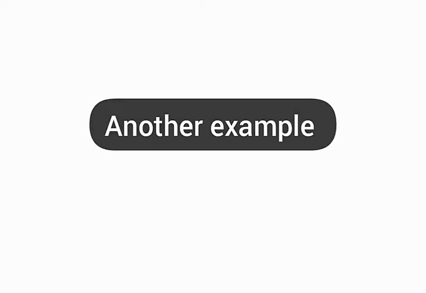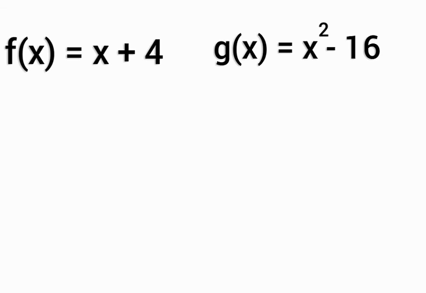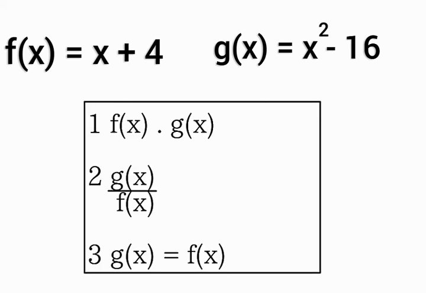Now we have two functions, f(x) and g(x). f(x) is a linear function and g(x) is a quadratic function. These are the basic notations you must know. Number 1 is basically telling us to multiply the graphs by each other. Number 2 is telling us to divide g(x) by f(x). Number 3 is telling us to find the values where g(x) is equal to f(x).